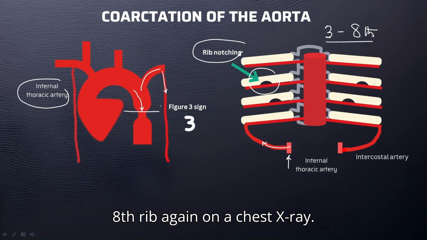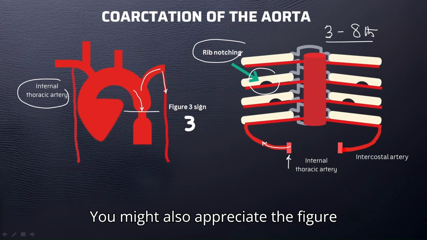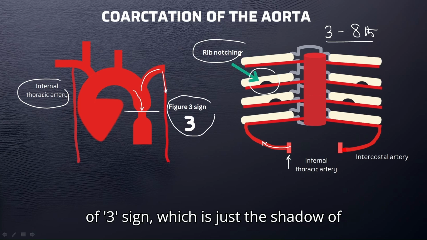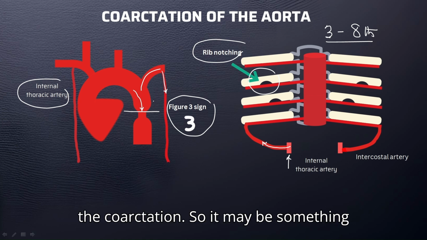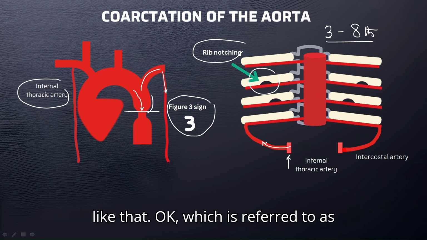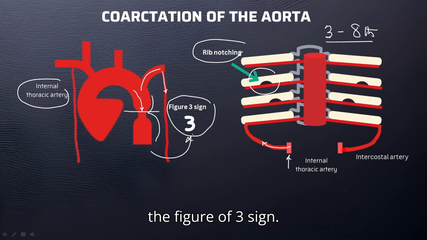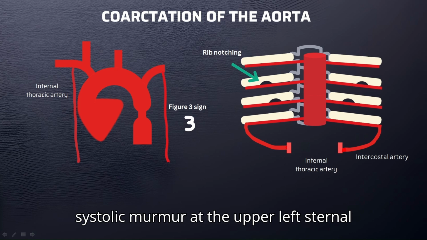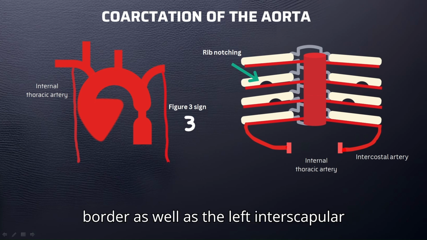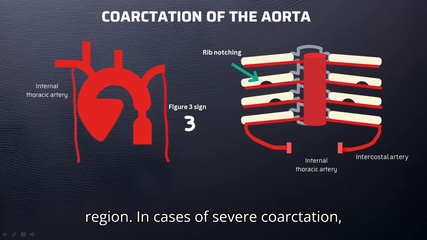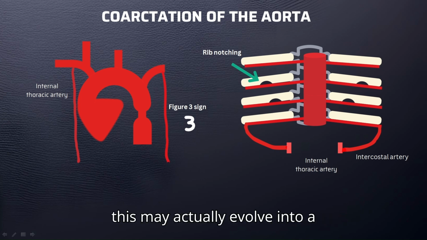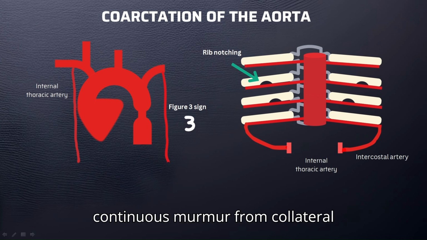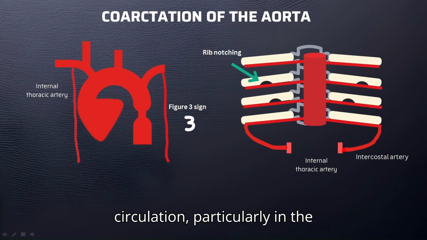Again, on a chest x-ray, you might also appreciate the figure of three sign, which is just the shadow of the coarctation. So it may be something like that, which is referred to as the figure of three sign. On auscultation, there may be an ejection systolic murmur at the upper left sternal border as well as the left interscapular region.